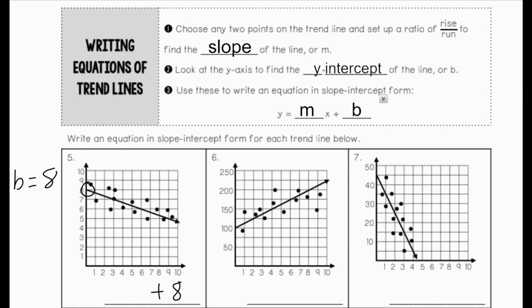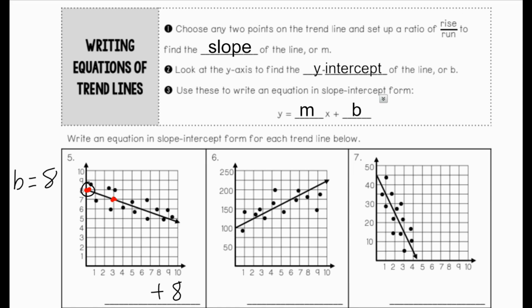Now I want to find 2 points that are on this trend line. They don't necessarily have to be on the data set, but they have to be on the line. The easiest point to use is always the y-intercept, so I'm going to use that point right there. And then the next closest point on my line would be this point here, 3, 7.